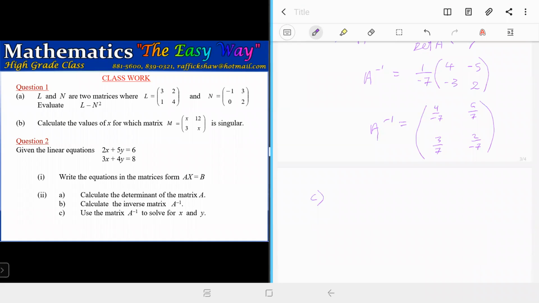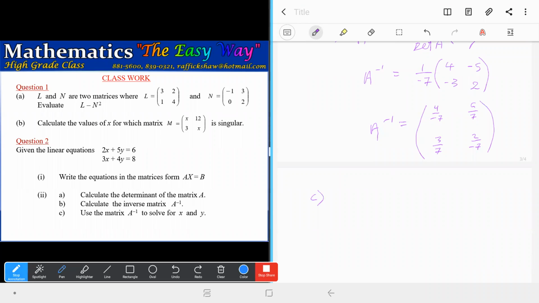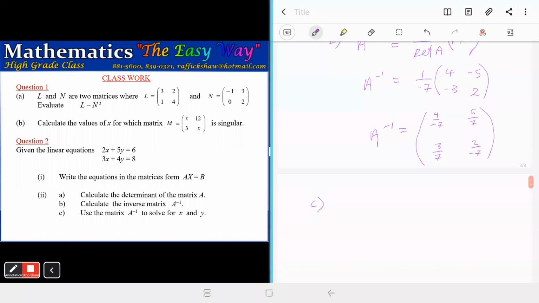It says in part C, use the inverse to solve for x and y. So we're solving the equation. So let's see where we start. We're starting back is that if you have AX equals B, remember the X is the x and the y now, then the X that you want as a subject becomes A to the -1 in front of the B.